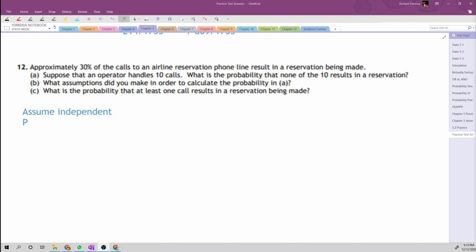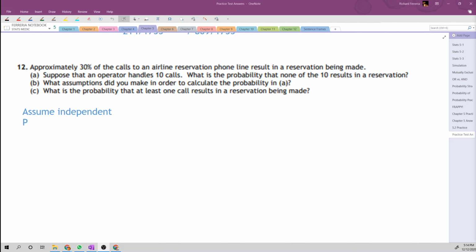Okay, everyone, we're going to continue our look at your Chapter 5 practice test with question 12 here. Approximately 30% of the calls to an airline reservation phone line result in a reservation being made. Part A is, suppose an operator handles 10 calls. What's the probability that none of the 10 calls result in a reservation?